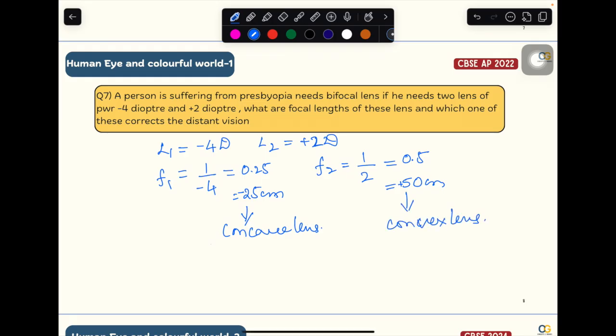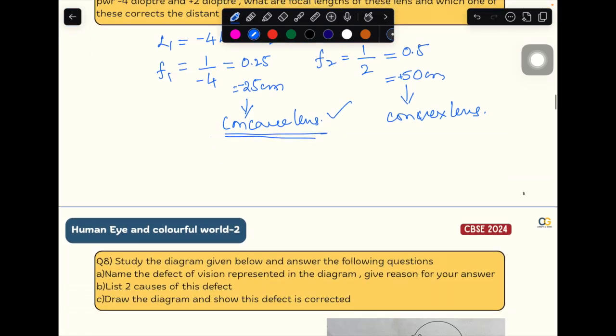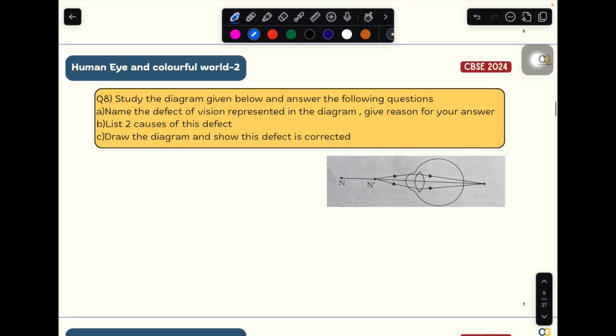Now distance vision is corrected by a concave lens because it diverges the rays so that they hit back on the retina. So distant vision will get corrected by a concave lens. So this is how some numericals can come from this. Now this second question is the format that is mostly asked for defects of vision. So you need to practice this accordingly.